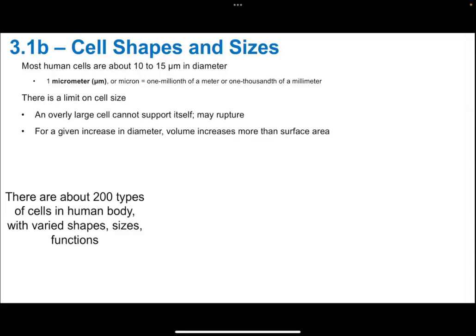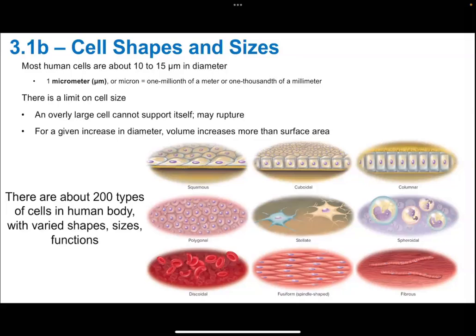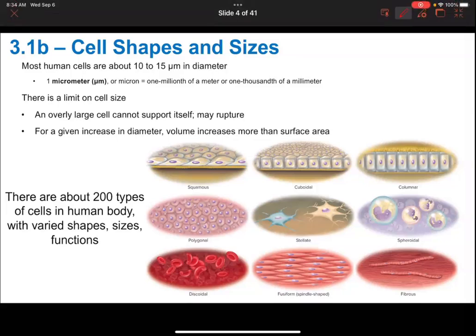There are about 200 different types of cells in the human body, with lots of shapes, sizes, and functions. So we have some examples here from a figure in your book. These cells here in the first row are epithelial cells. We have squamous, cuboidal, columnar. In your lab, you've probably seen some of the differences, I hope, in the histology slides of how these cells look different. They're named after their shapes. Columnar epithelial cells are like columns. Cuboidal cells are like little small cubes. Squamous cells have a square, flat shape.